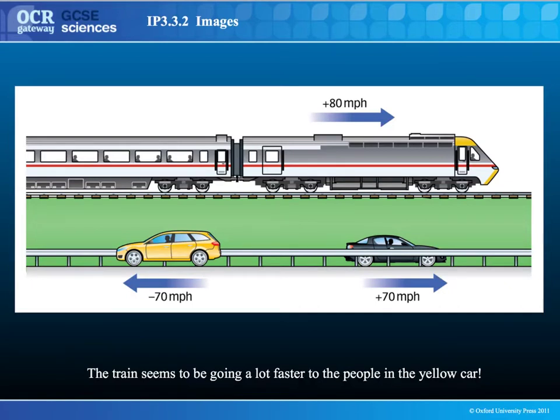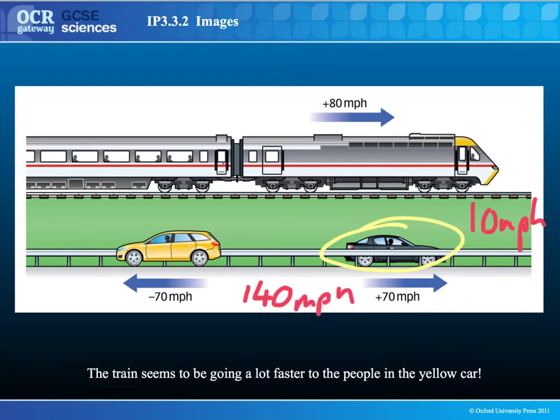In this situation, the difference between these two cars is 140, so the relative velocity here is 140. In this situation, from the perspective of the people in this car, the train is travelling 10 miles an hour faster than it, so the relative velocity is 10 miles per hour. From the perspective of the people in this car, the difference is much greater. Because they're travelling in the opposite direction, the relative velocity is 150 miles an hour.